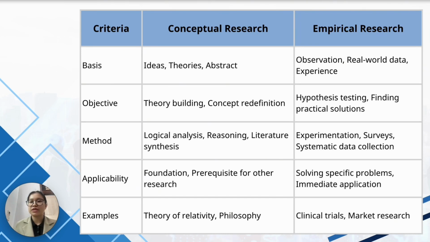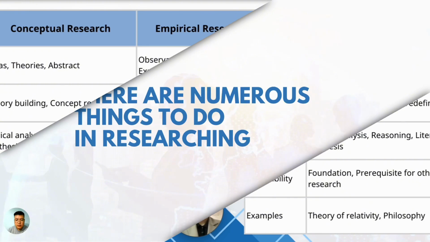Empirical research, on the other hand, is based on observation and real world data. It focuses on testing hypotheses and finding practical solutions through experiments and surveys. It helps solve specific problems, for example, clinical trials or market research.